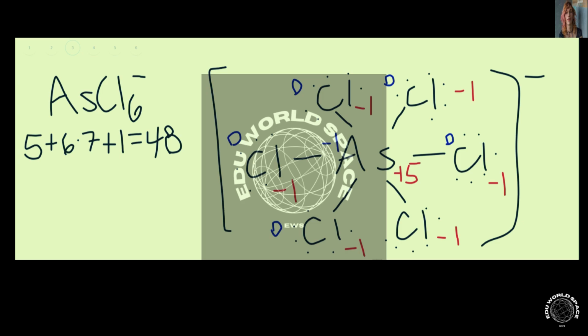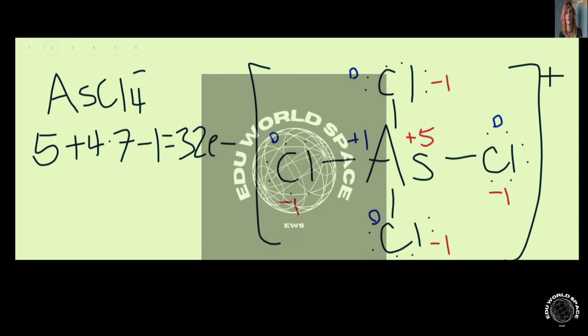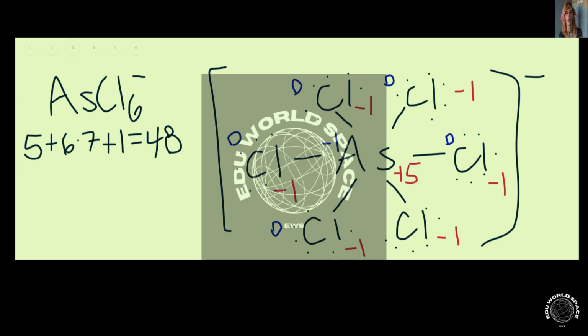Now for formal charges, we have for chlorine 7 valence electrons minus 6 lone pair electrons minus half of the bonding electrons, so -1, and that gives us a formal charge of 0. Now for arsenic, we have 5 valence electrons minus half of our bonding electrons, -4, so that gives us a formal charge of +1. So let's do the same thing for AsCl6 minus.